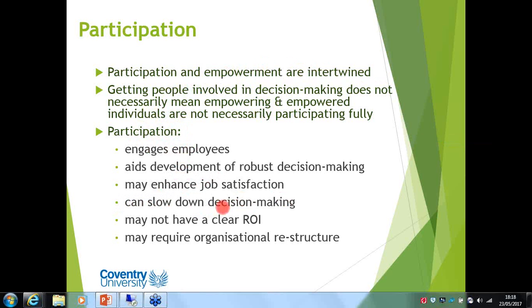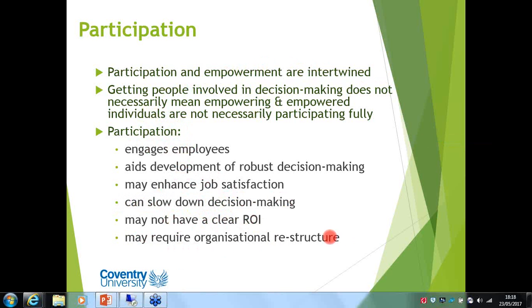On the negative side, this might slow down decision making. So if there was a decision that needed to be made very urgently, very quickly, then perhaps participation is not the time to start that process. And if it's an expensive survey that you're undertaking, if it's a very large organisation, if it involves a lot of effort and resources, it may be difficult for you to justify in terms of a clear return on investment.